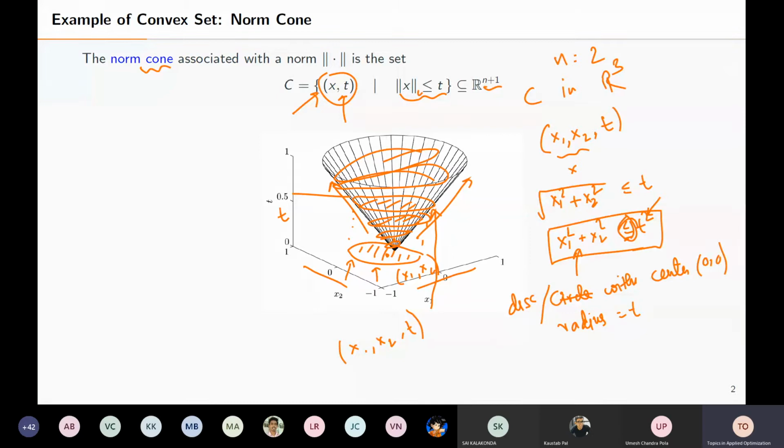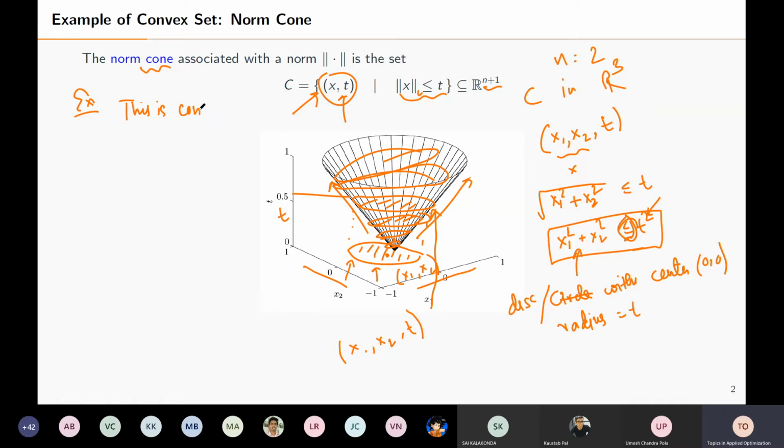But this is a cone, and you can prove that. So you can take this as an exercise. I will ask my TAs to now start preparing some assignments. So here you can take this as an exercise that this is convex.